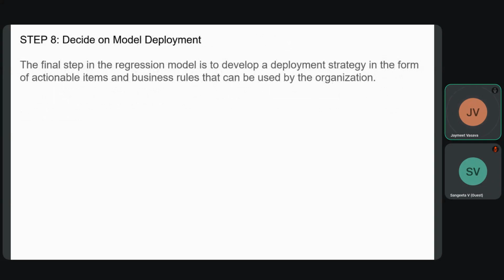Then decide on model deployment. The final step in the regression model is to develop a deployment strategy in the form of actionable items and business rules that can be used by the organization. This is nothing but the business logic that comes in alignment with the development of the model.